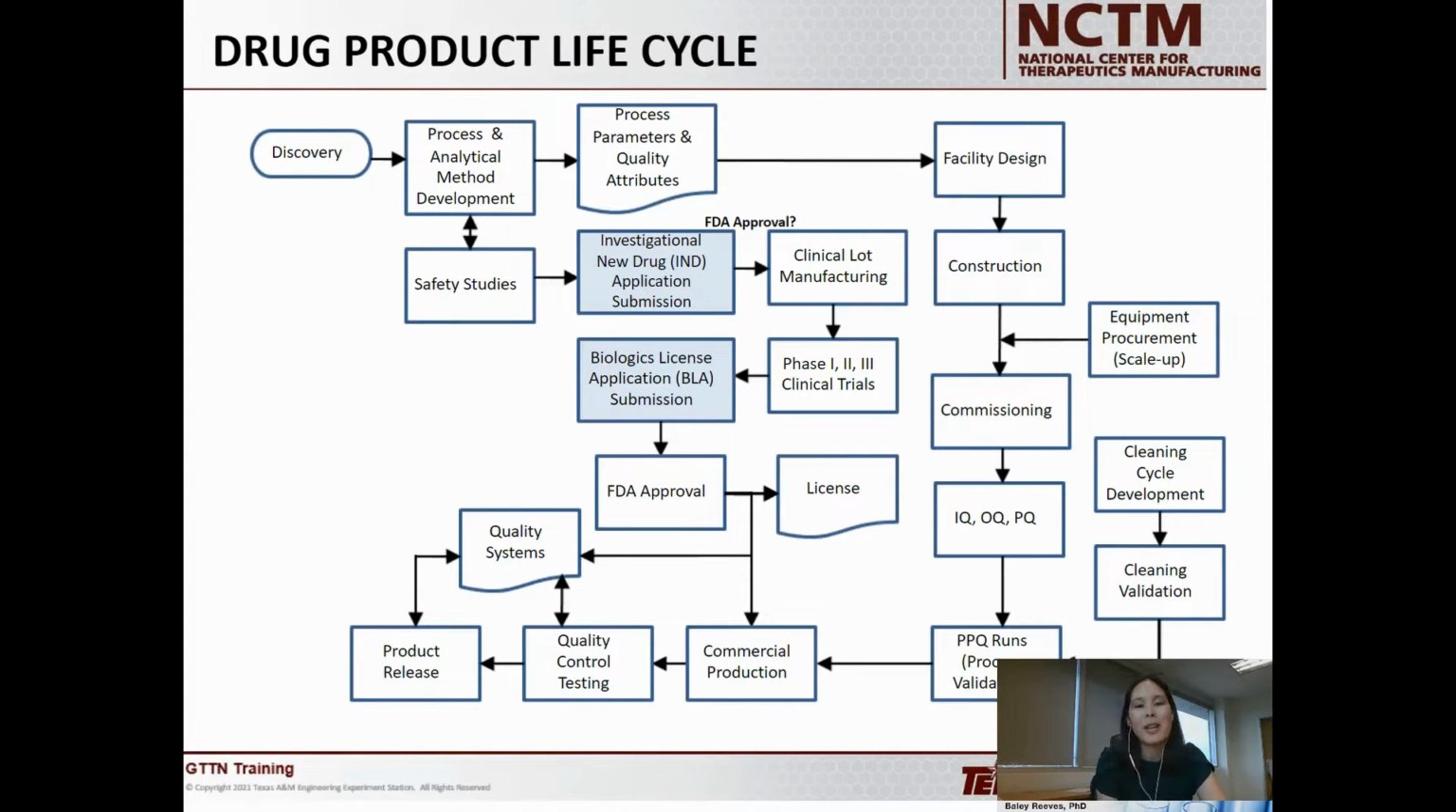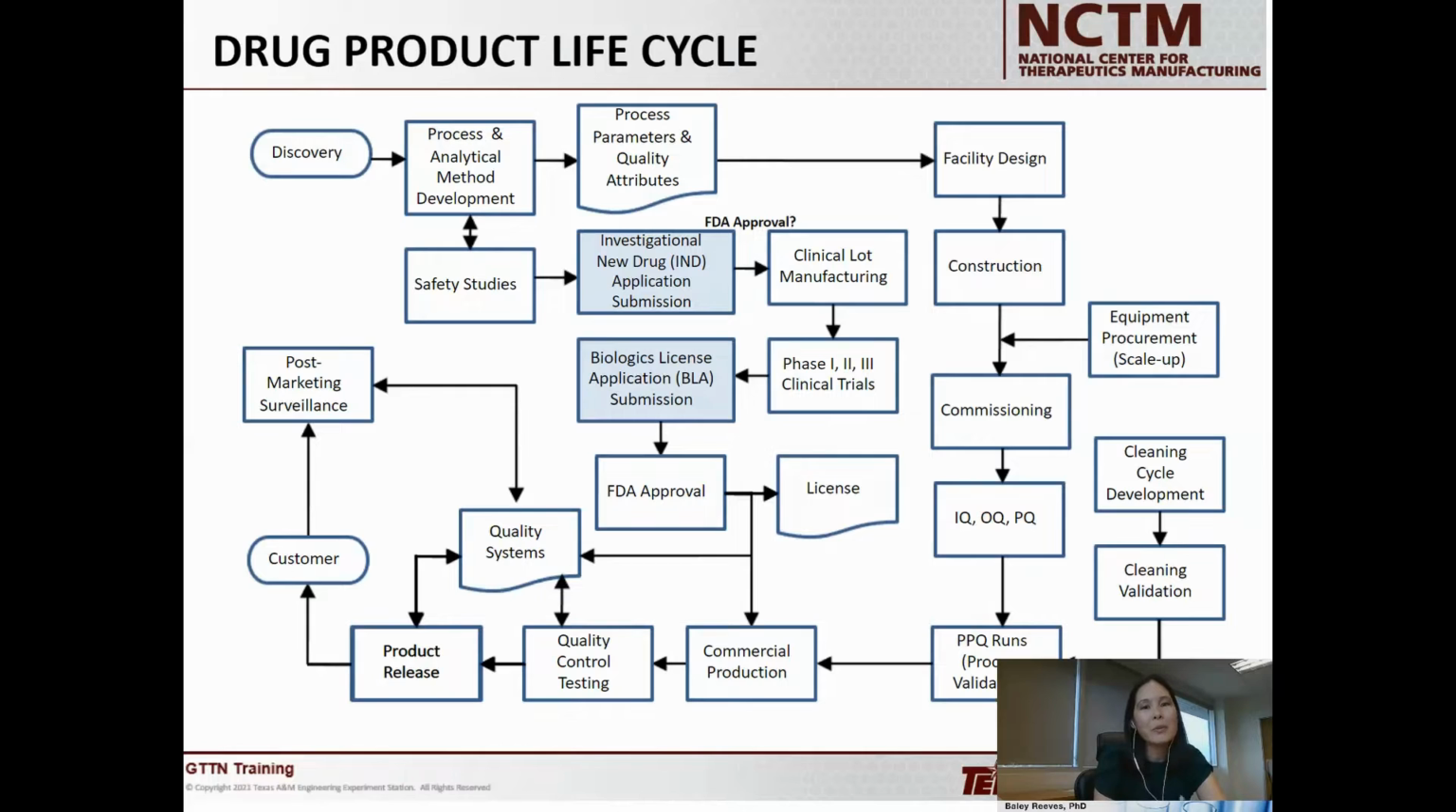Before any batches of that can be released to your patients, you have to go through quality control testing. So at this point, you've done a ton of work, and finally you have product that is making its way to customers. Now your work is still not complete at this point. You'll still have to do post-marketing surveillance.